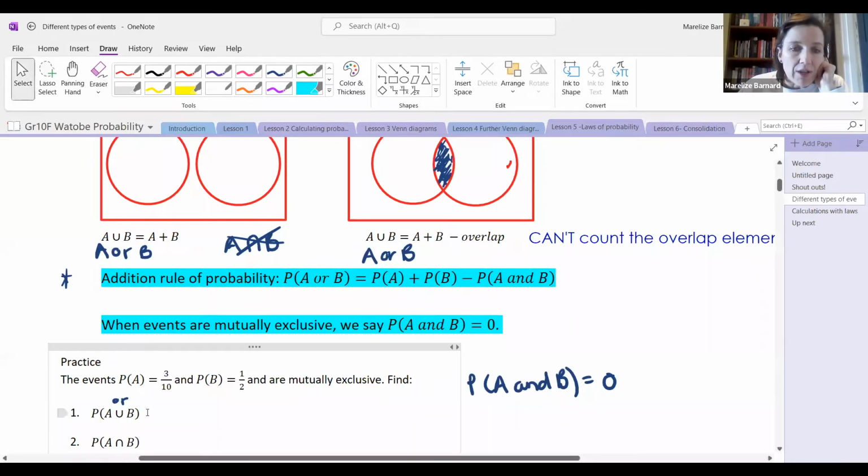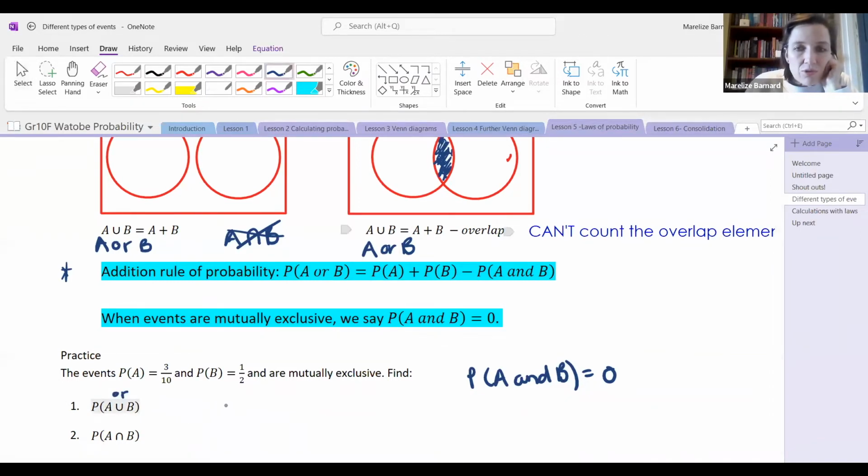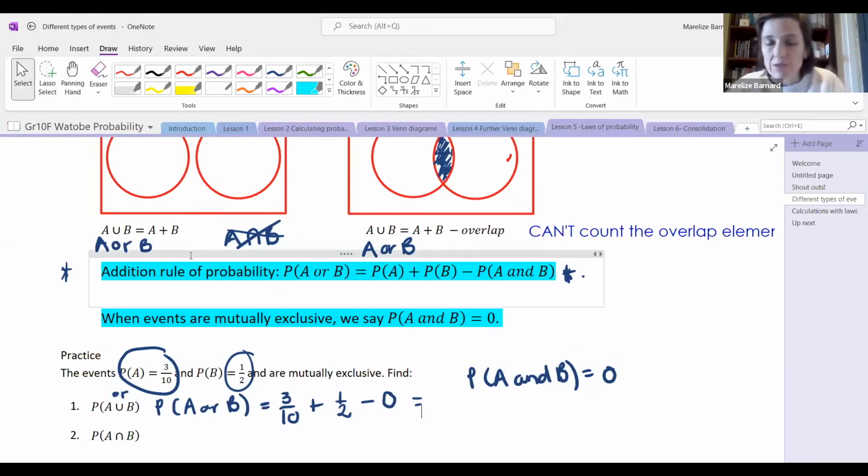Now for that, we are going to use our addition rule to calculate this. So have a look how we do this. Our addition rule, remember, is this one here. So we say the probability of A or B is the probability of A, which we got over here, that's 3/10, plus the probability of B, we got that over here, that's 1/2, minus the probability of A and B. But because these are mutually exclusive, that means the probability of A and B is equal to 0. And that you can just pop into your calculator and put it in the chat for me when you have worked it out.